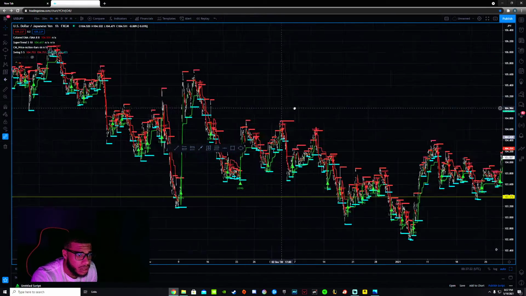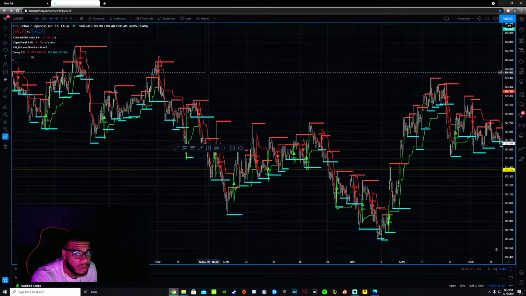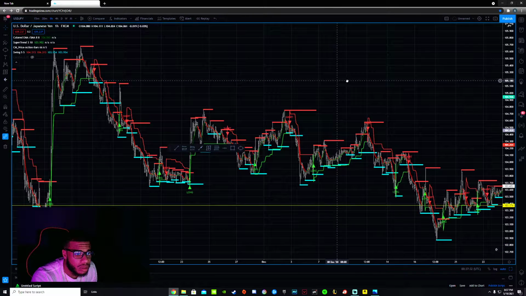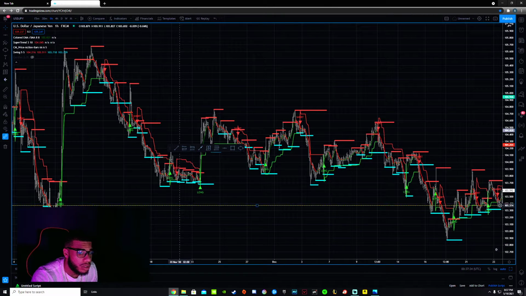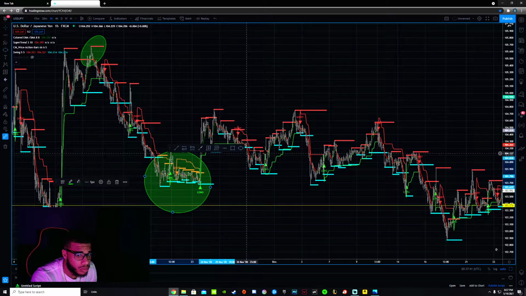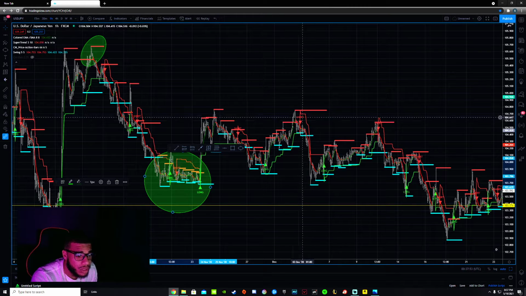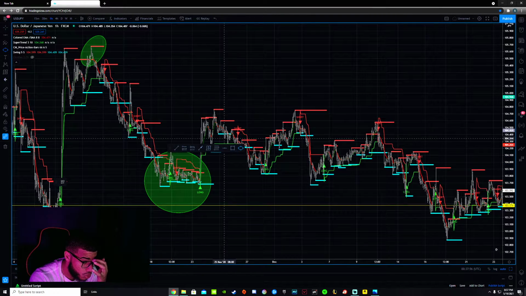So I guess this is a good example. Start right here. This is our first high. Then we have a low. Then we have some consolidation, but these highs are still lower than this high. So these would technically be higher lows.